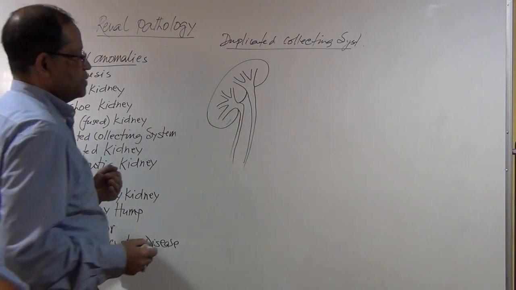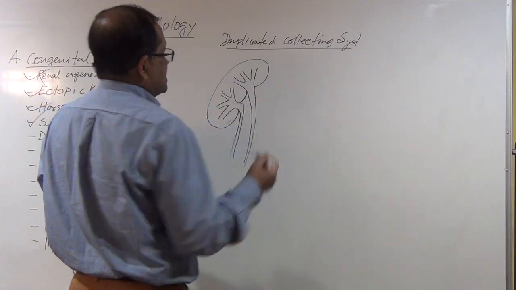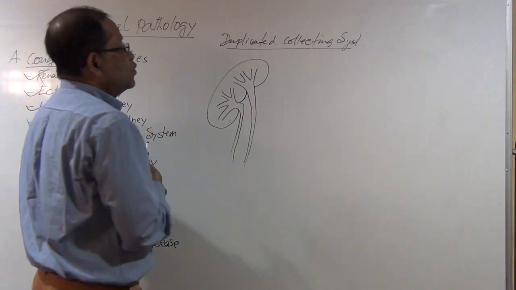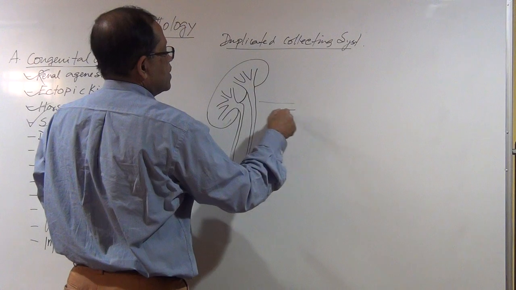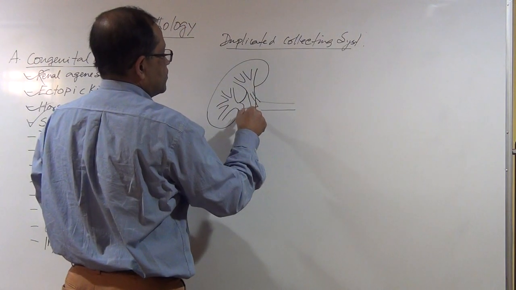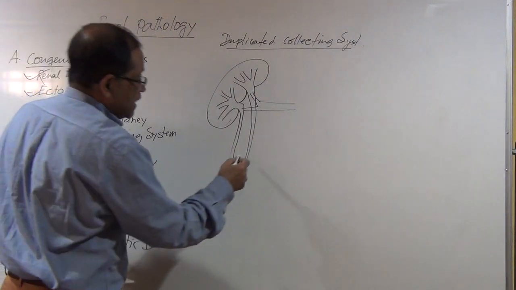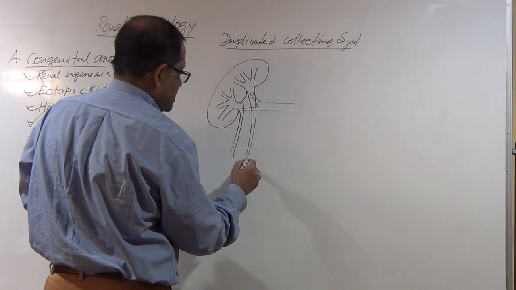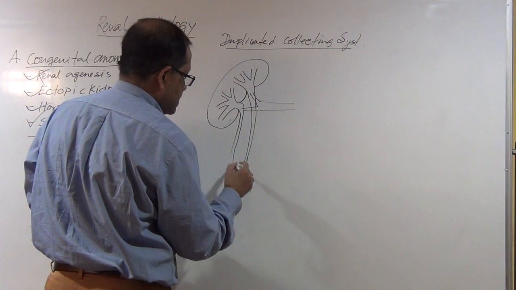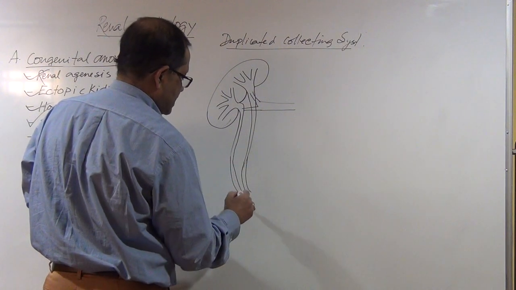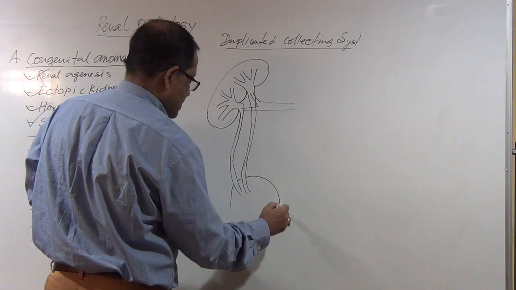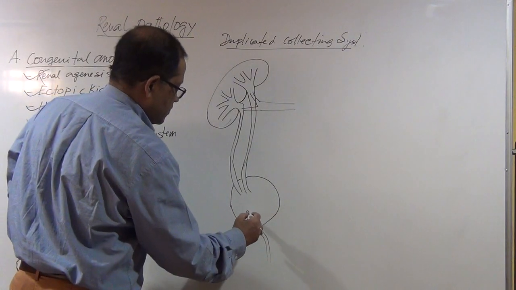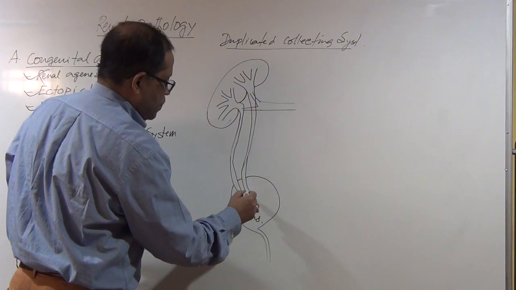Okay, duplicated connecting system. It may be supplied by one renal artery that goes everywhere, or it could be splitting. So now, this duplicated collecting system is not good all the time, because what is the destination? This ureter. Their destination is the bladder, right? Bladder. This is bladder. So they have to open inside the bladder.